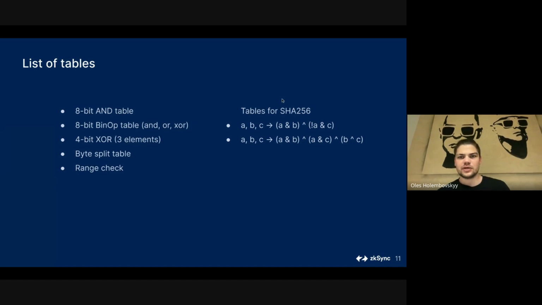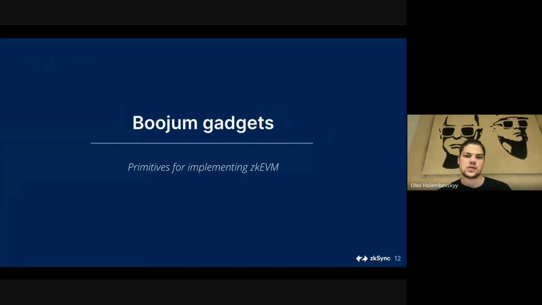And also here we have tables for SHA-256. A, B, and C here would be 4-bit elements, and it will compute, I think, like this. It's just for some SHA-256 internal logic. I'm not actually aware of the SHA-256 algorithm itself, but it uses such bit operations. And we use this table to optimize SHA-256 computation. A primitive implementing zk, I guess.